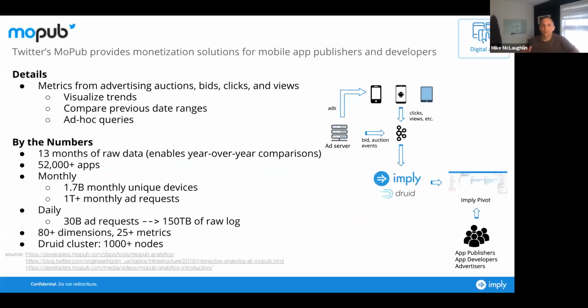The first use case is Twitter. Excuse me, this is what I was talking about earlier. It's very similar to the origin story. MoPub is a division of Twitter. Twitter bought them, I think, back in 2013. If you're not familiar with MoPub itself, I'm certain that you're familiar with things that are built on top of them. MoPub provides an SDK basically to help mobile application publishers and developers monetize their free applications.